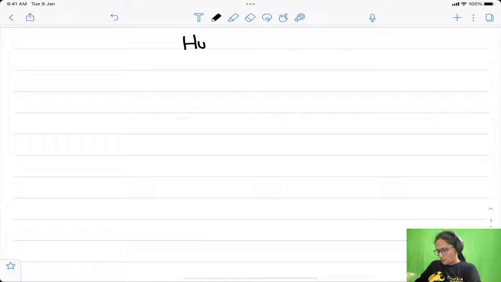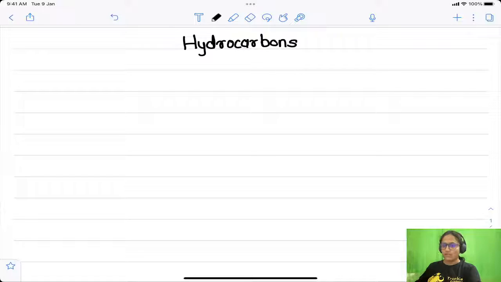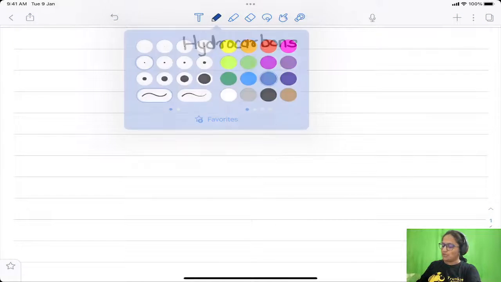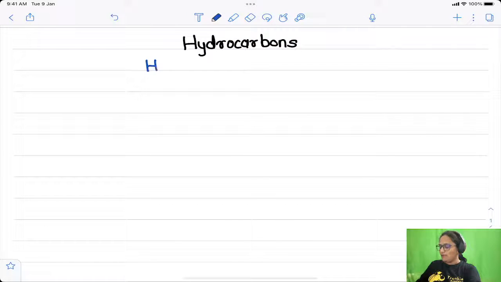So this belongs to the chapter hydrocarbons. I have already discussed with you what hydrocarbons are, what their classification is, what the nomenclature of hydrocarbons is, and what the homologous series of hydrocarbons is. All these things we have already discussed. Today we are going to discuss another topic from the same chapter. The title for this topic is halogenation of alkanes.